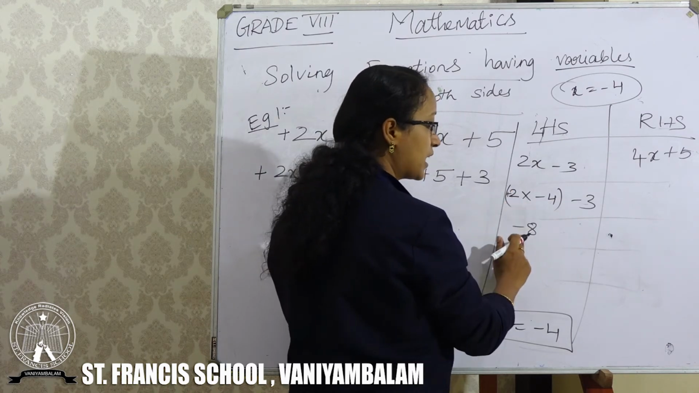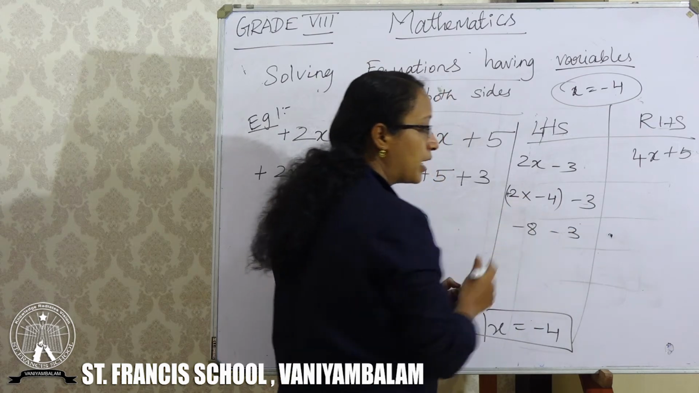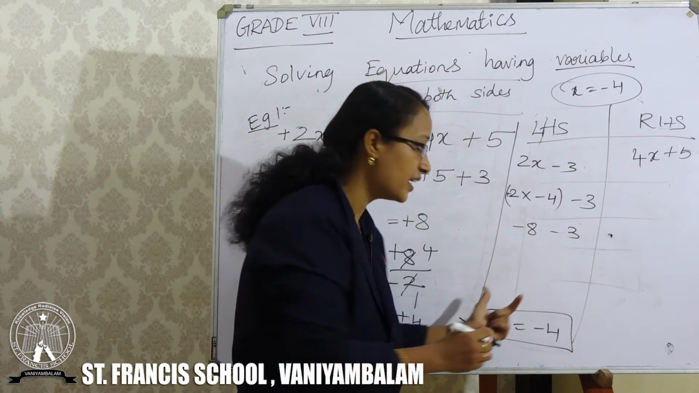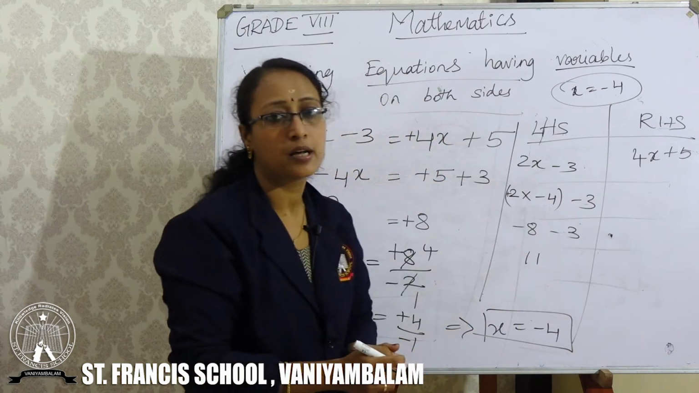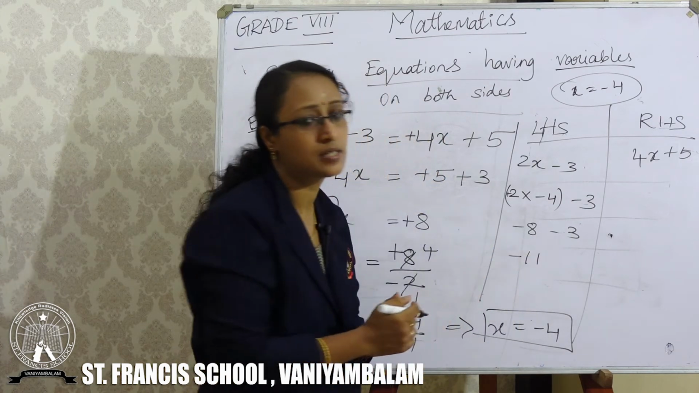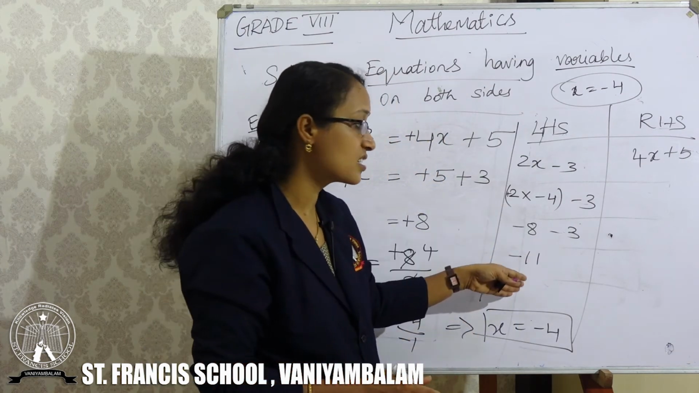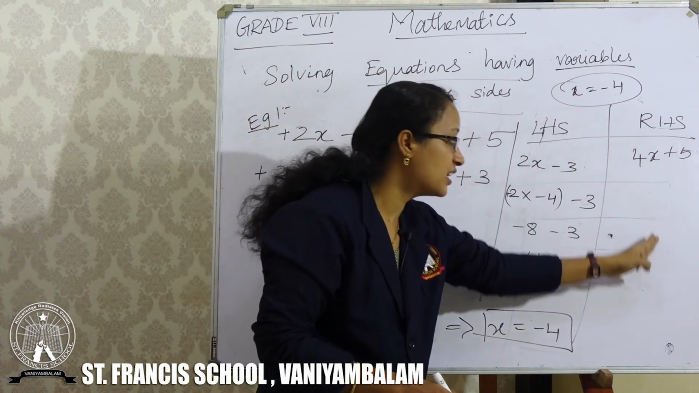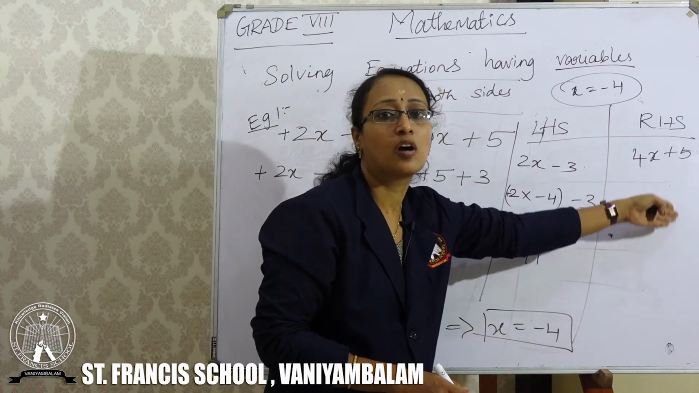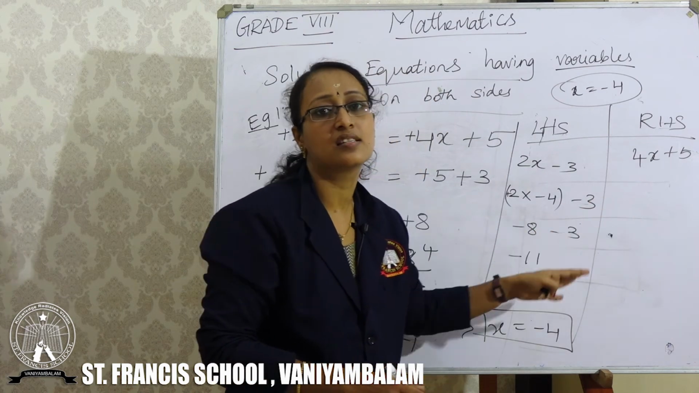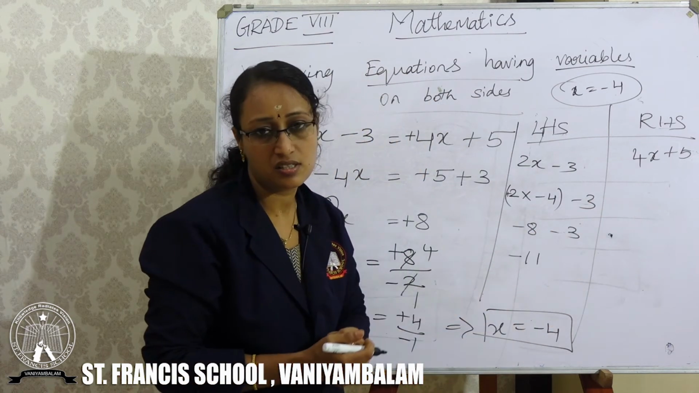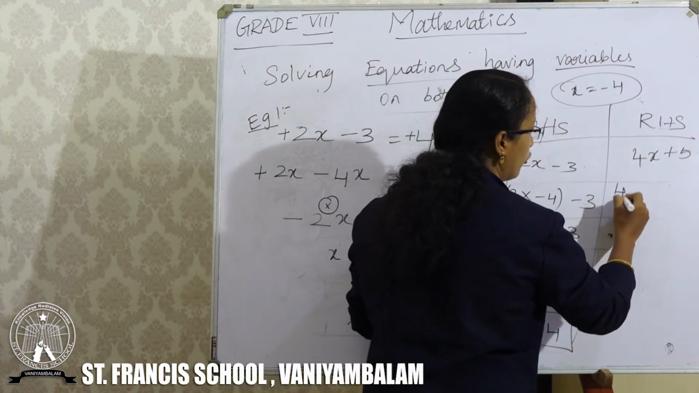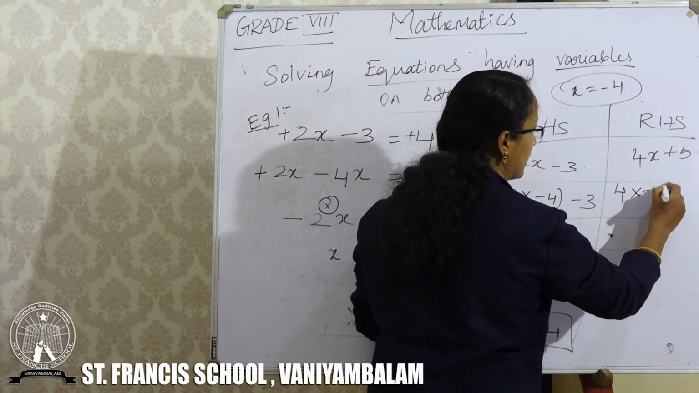Plus into minus is minus, minus 8, and you have minus 3. Now the symbols are same. So you will add it and put the greater number symbol. Here greater number symbol is minus. So you got the answer minus 11 for LHS. If you get the answer minus 11 for RHS also, then your answer is correct. Your solution is correct. X is equal to minus 4 is correct. 4 into minus 4.